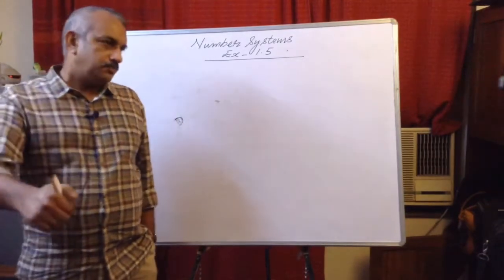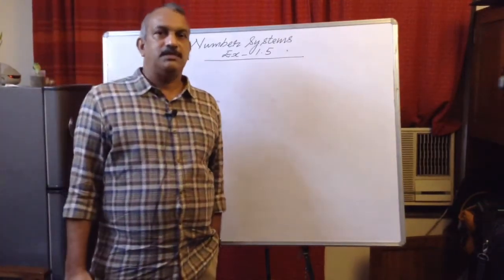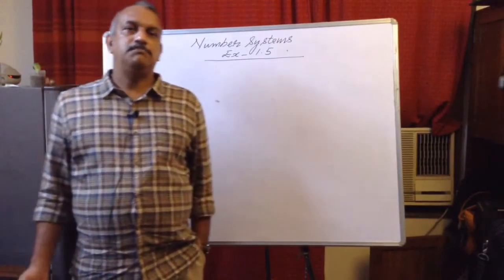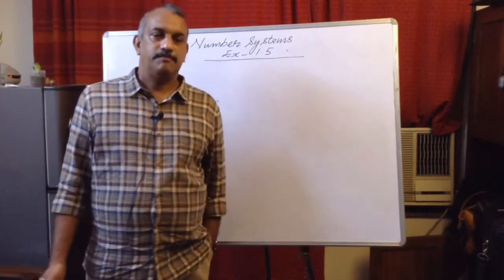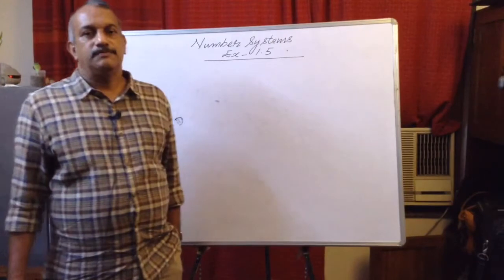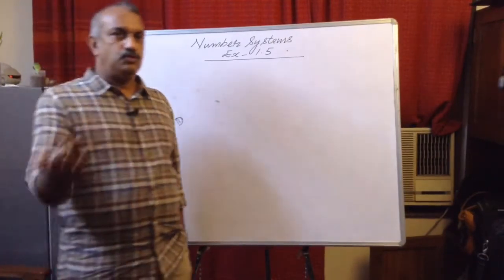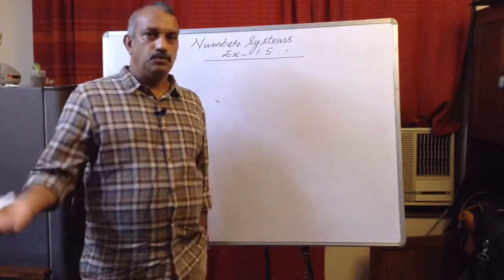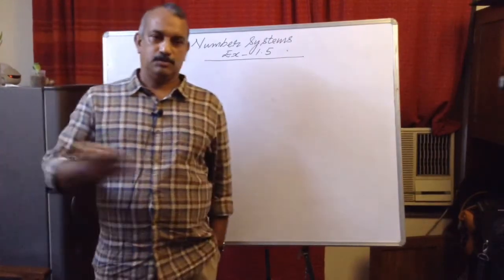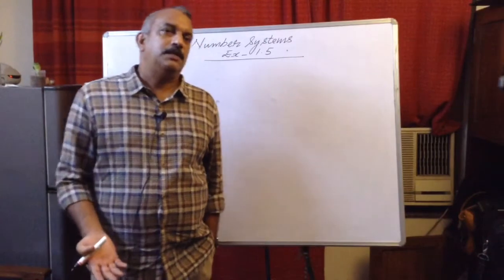And without division, how will you check whether the rational number has a terminating or repeating decimal representation? Then we have learned operations on irrational numbers. First of all, root 2 plus root 2 is 2 root 2. Then root 2 plus root 3 we cannot add because they are different.